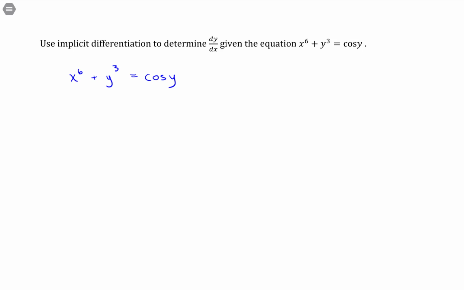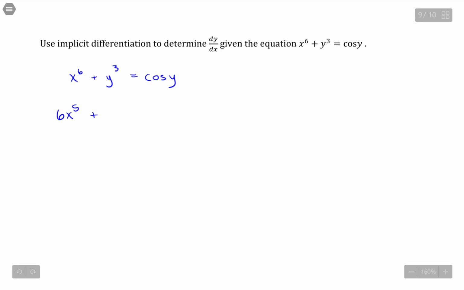We are going to use implicit differentiation because it's not really possible here to get the variable y by itself. So we just go term by term and differentiate as we would normally. So x to the sixth will differentiate into 6x to the fifth using the power rule. There's no dy/dx attached to this because it is not a function of y.